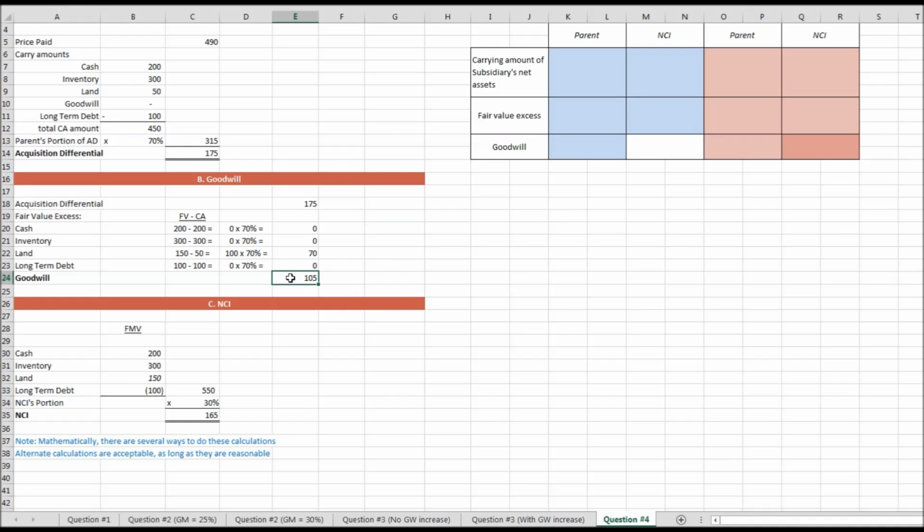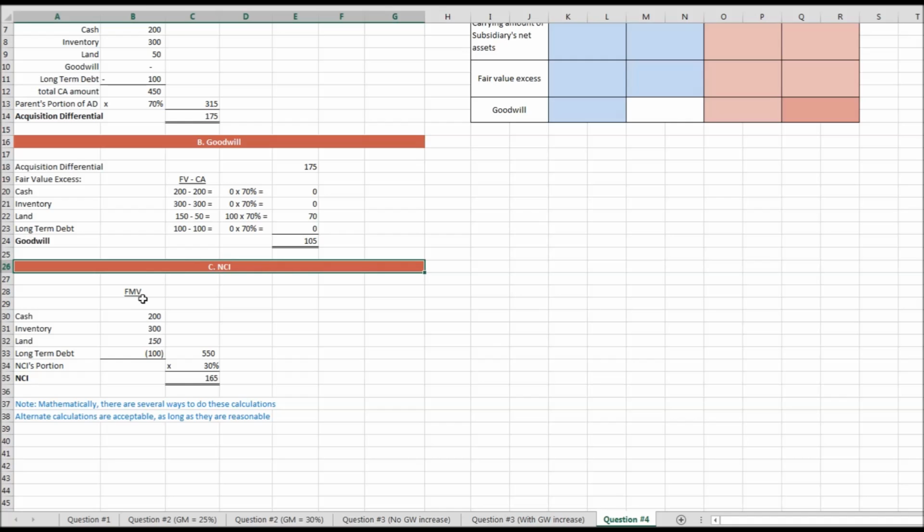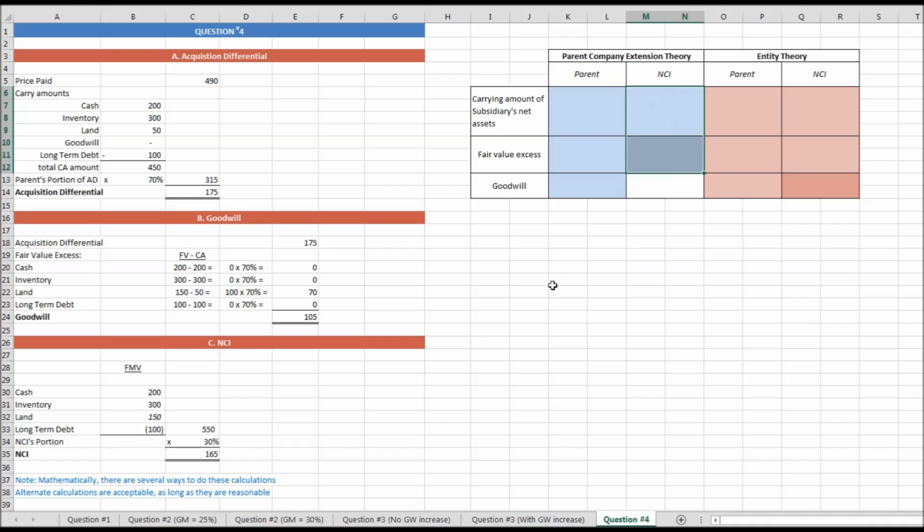So that's 105. In order to figure out our non-controlling interest in part C, we have to figure out the fair market value of the firm. That's why I have that in italics right there. So we add together all of our accounts here, except this one's already at fair market value. We get that added up, that's 550, and we multiply that by the parent's portion, or sorry, the non-controlling interest portion, and that's 165. There we go. And that's the non-controlling interest portion right there.